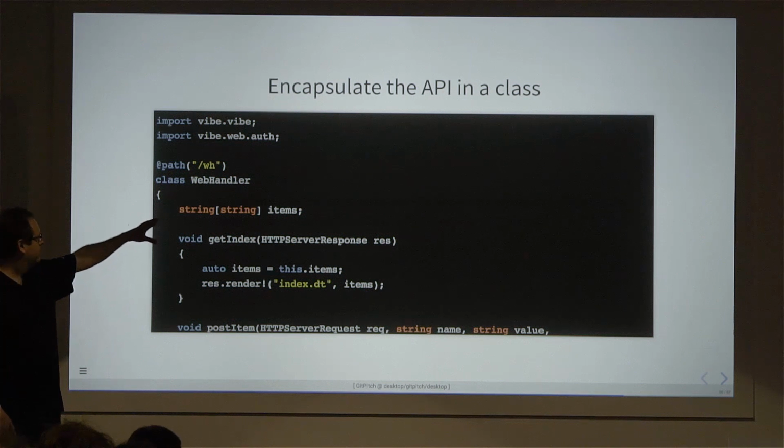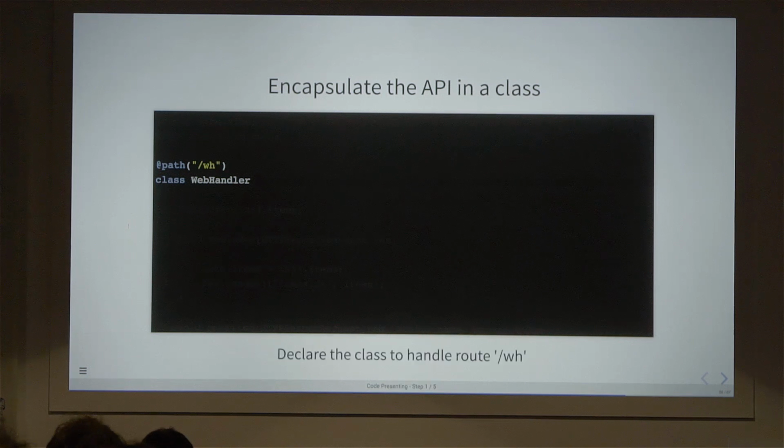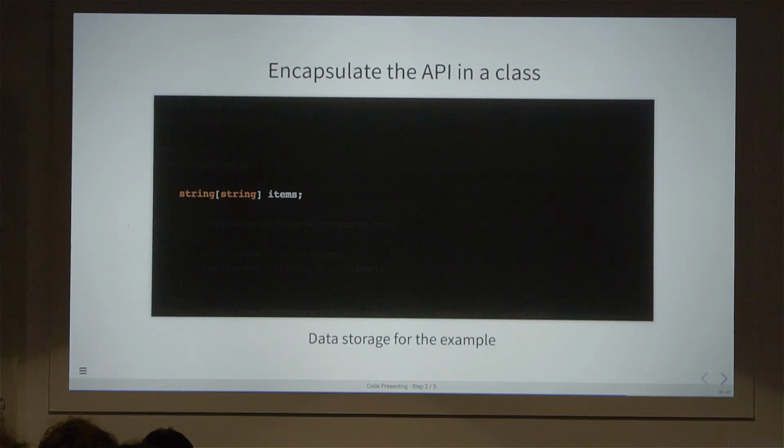That's the base route. And all this class does is basically store a map of one string to another string. So there's the path. Here's our data storage. That's it.